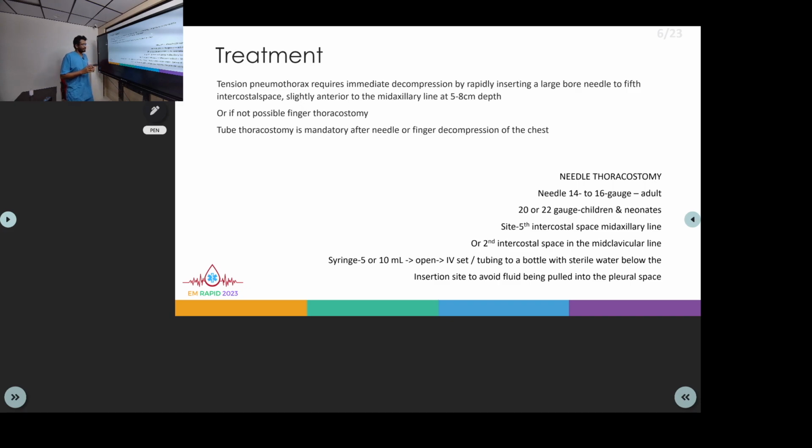Here we use the needle with the catheter connected to a 5 or 10 ml syringe with saline. We insert it into the fifth intercostal space, and we will get air bubbles in the syringe. We then connect it to the IV set and to a bottle with sterile water below the line of insertion, so that the fluid from the bottle will not come into the pleural space.